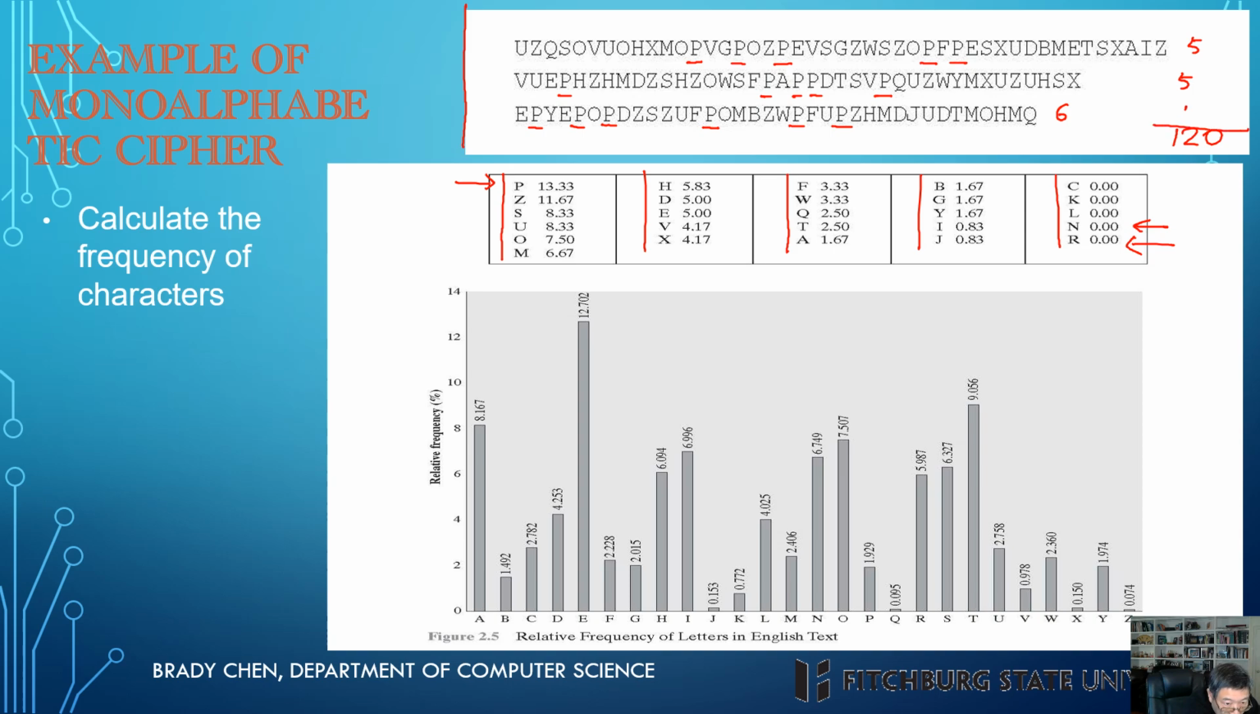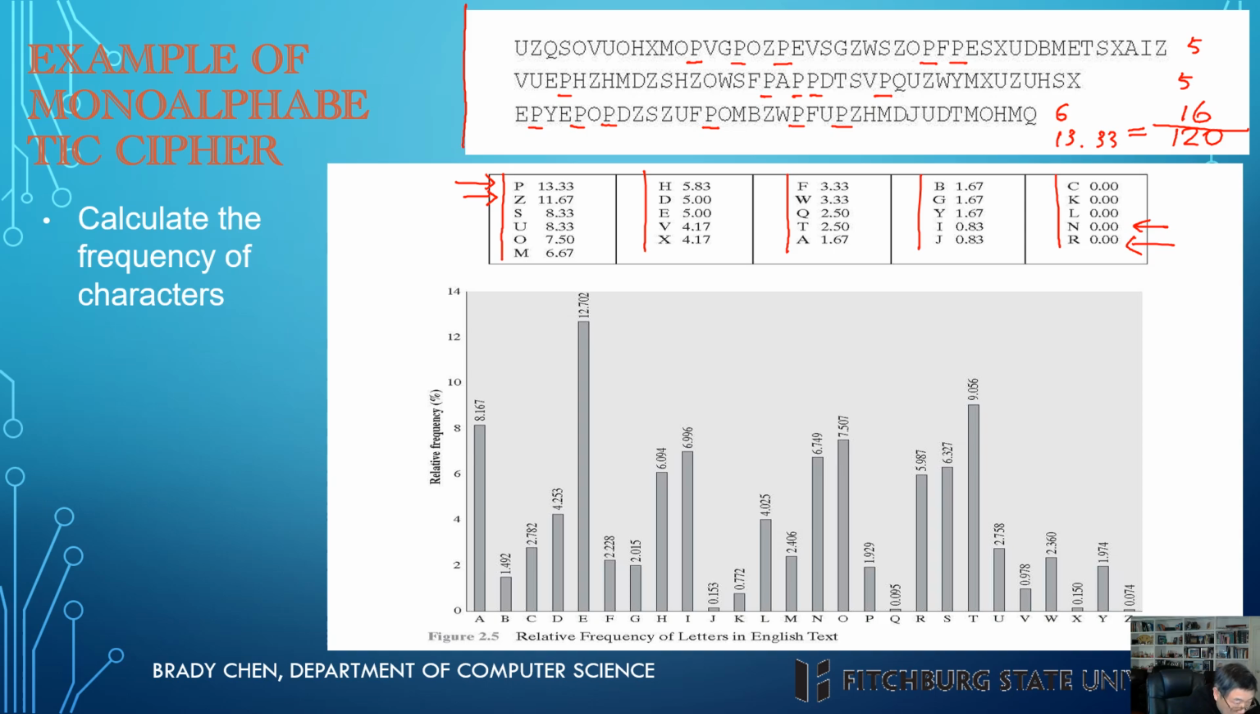Now, to calculate the frequencies, we need to divide the number of P's, which is 16, by the total number of characters, right? That gives you the frequencies for that particular character P. And when we calculate it, we will get 13.33. And we will do the similar things for Z. We counted the number of Z's in this ciphertext and divide the number of Z's by 120. And so we calculate each of these. Now what's the next step?